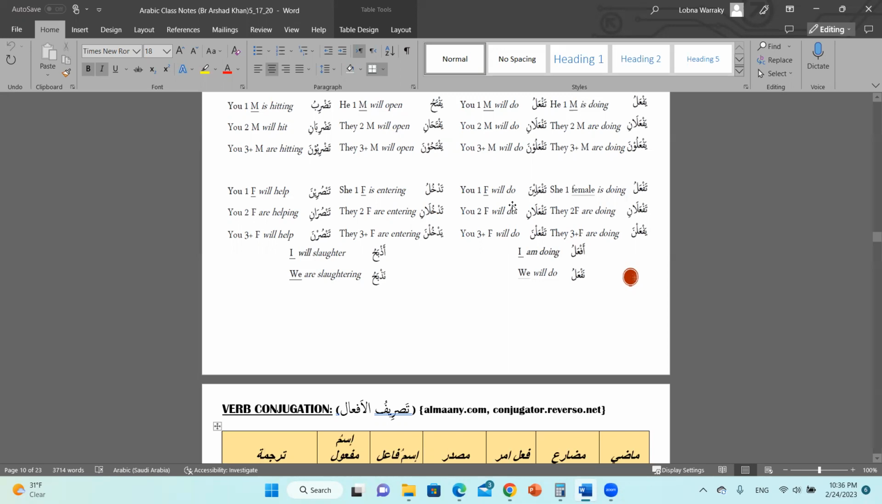So if you hear the word sakantu fil bayt, I lived in the house. But if you hear the word askunu fil bayt, I live in the house. So when a letter is added in the beginning, and when a letter is added in the end, you should be able to distinguish if it's past tense or present tense.